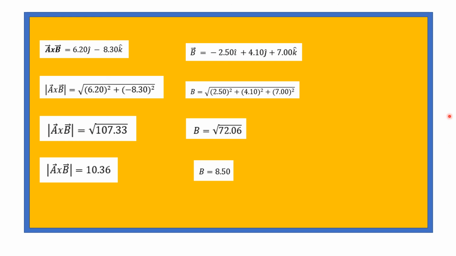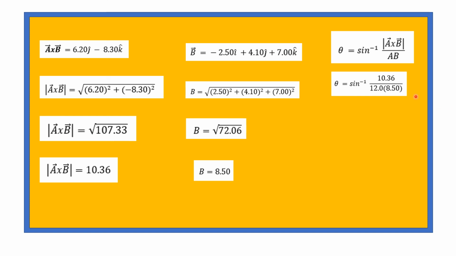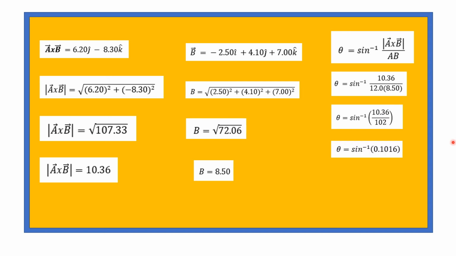So to find theta, we go back to the formula. Theta equals sine inverse of A cross B over AB. So put the numbers. A cross B is 10.36. Then A is 12 and B is equal to 8.5. So the product of 12 and 8.5 is 102. Then divide 10.36 over 102 gives us 0.1016. And then sine inverse of that number gives us theta equal to 5.53 degrees.